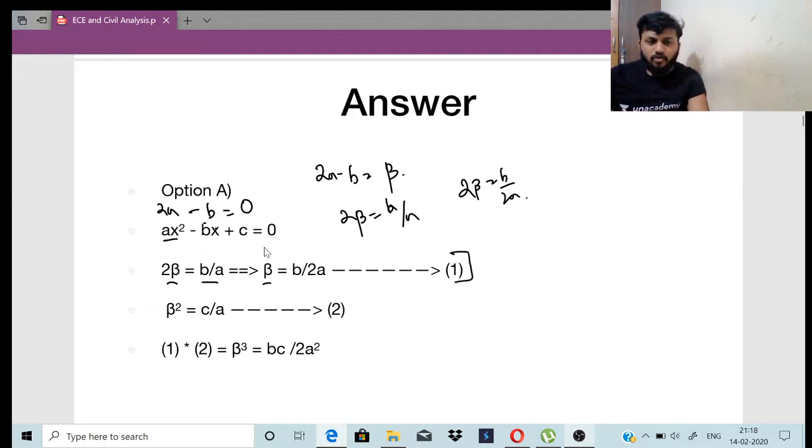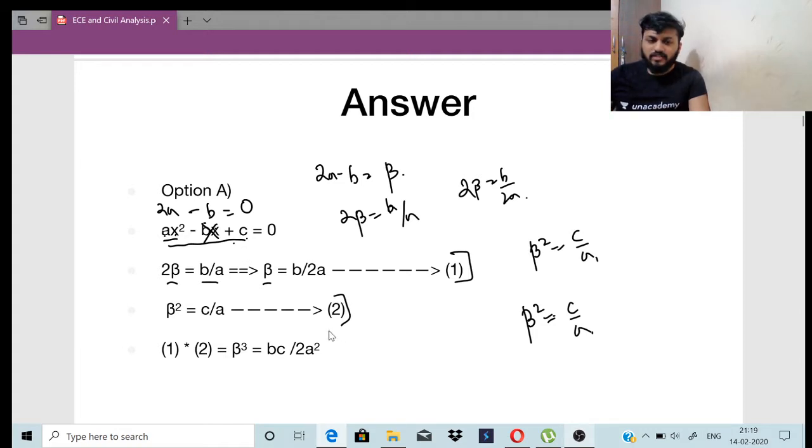Similarly, take the square roots of the constants. Minus bx, both are positive, plus c plus ax square. Taking the positive constants, ax square is there. So this will be beta square is equal to c by a. It is a plus, so it is c by a.